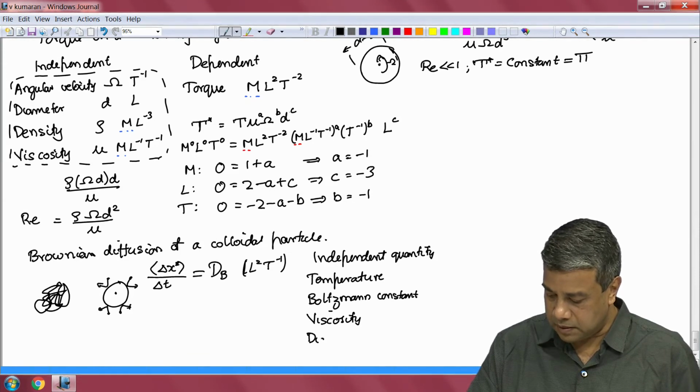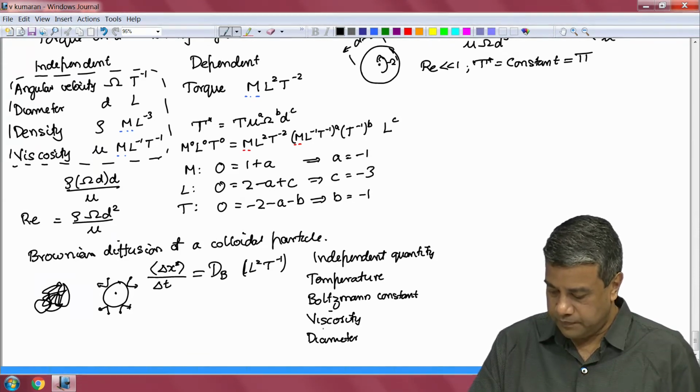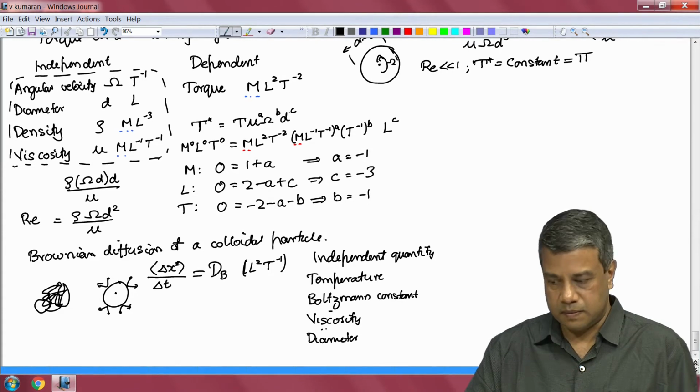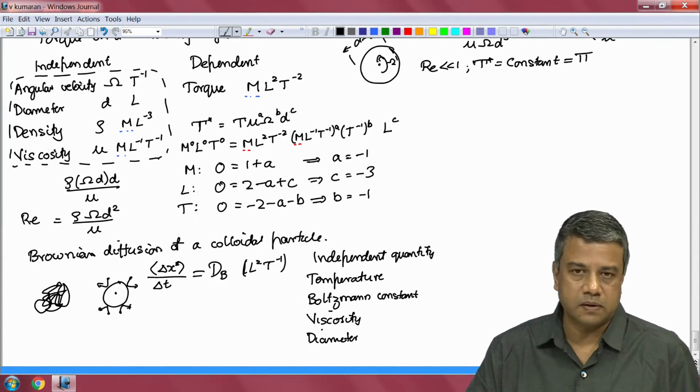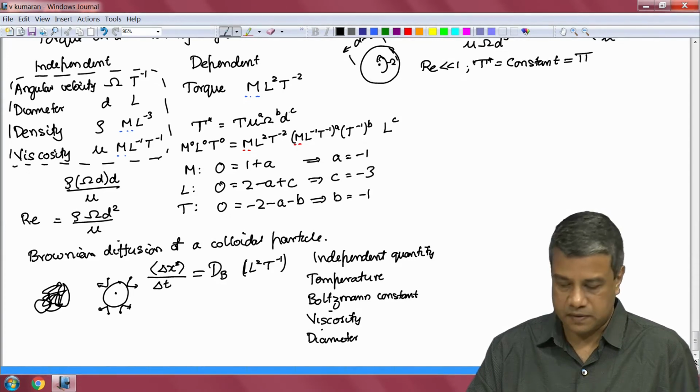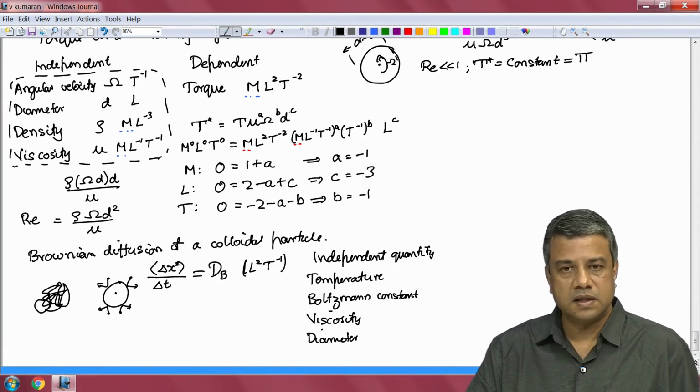and the diameter of this particle. So, these are the independent quantities. There are 4 of them, and there is one dependent quantity, that is the Brownian diffusion coefficient. And let us see these independent quantities.